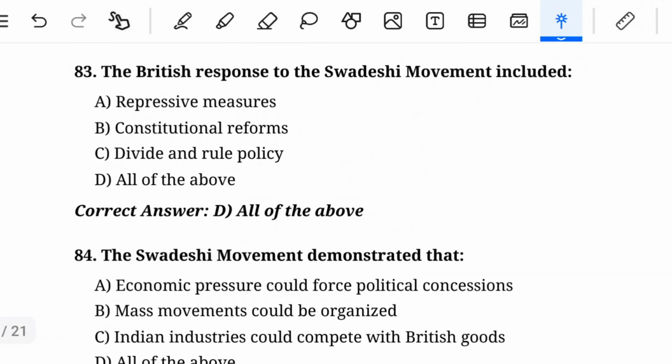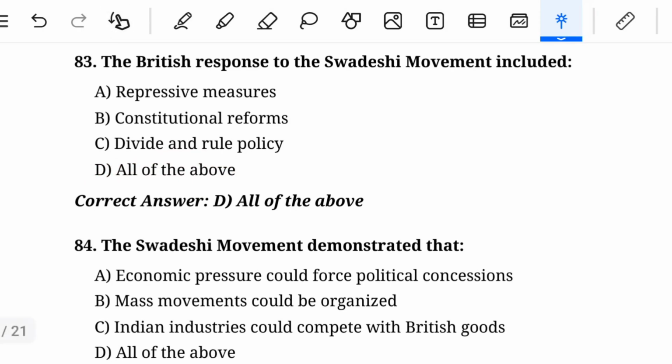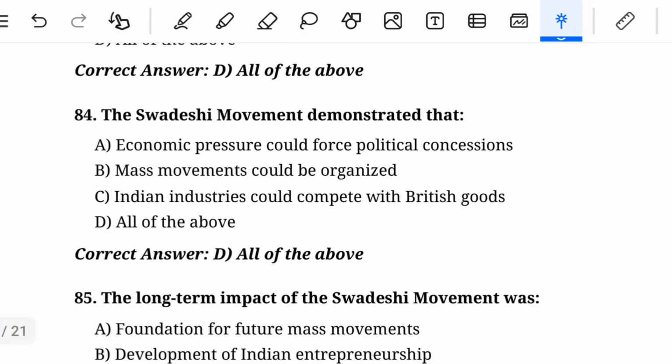83. The British response to the Swadeshi movement included: A. Repressive measures. B. Constitutional reforms. C. Divide and rule policy. D. All of the above. Correct answer: D. All of the above.